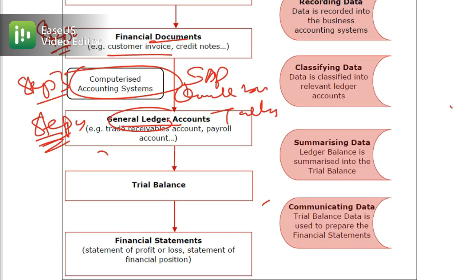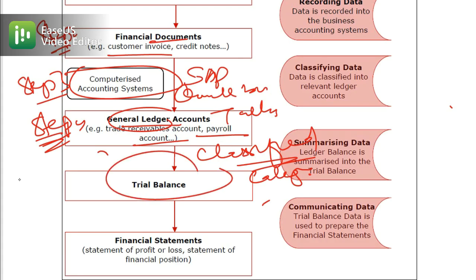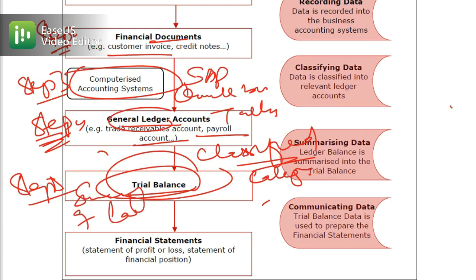Your payroll accounts, which record salary payment. So this is where data is classified into the proper category. After that, you will have step number 5, and this is your trial balance. And trial balance is basically a summary of all ledger balances.